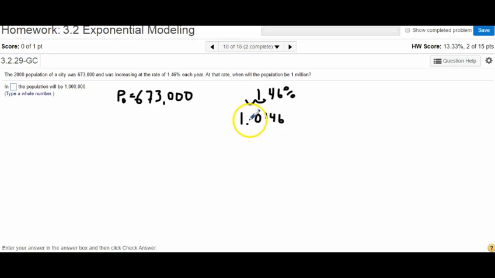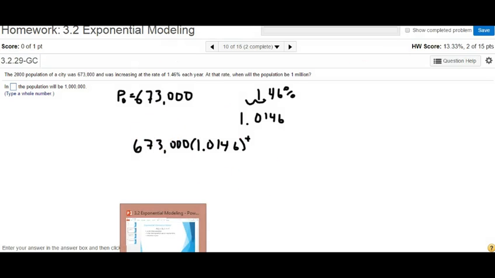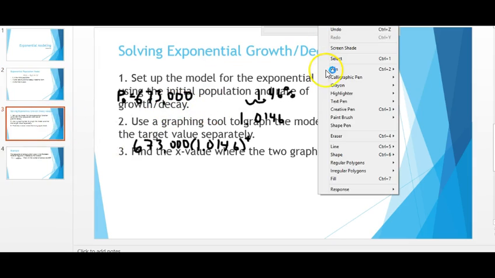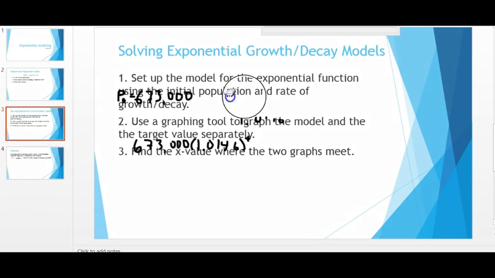So we have our initial value, we have our r value, which means that the formula we're going to be using for reference is 673,000 times 1.0146 to the t power. So this is our model. Now we're going to have to graph from what we've just determined here. Looking back at what we had in the notes, let me clear out what I just wrote in there. We said that we need to set up the model, which is what we've just done. Now we have the model 673,000 times 1.0146 to the t power.